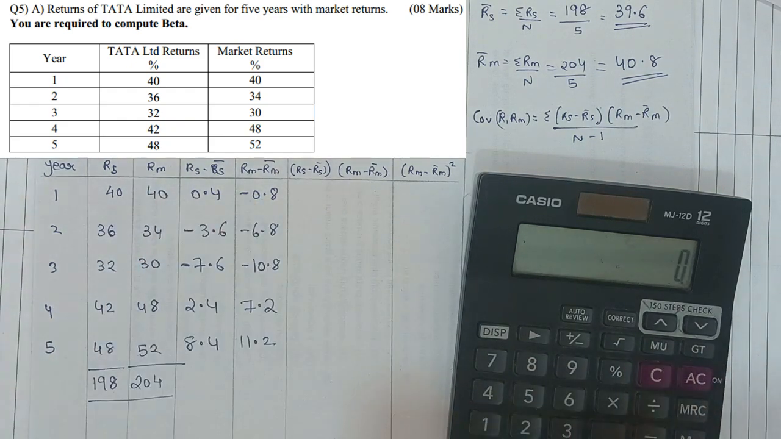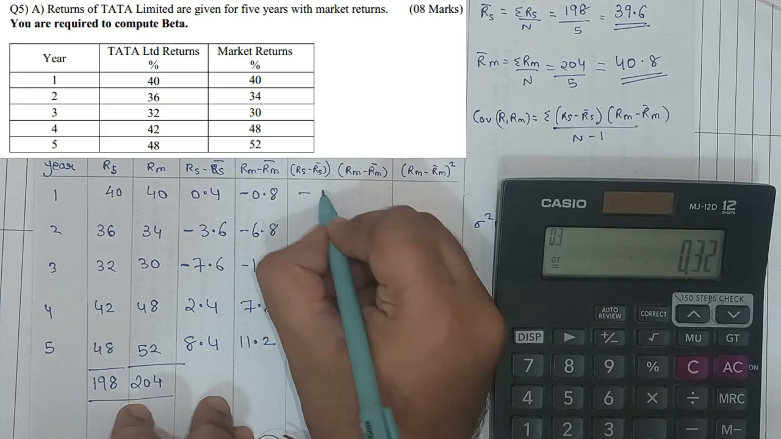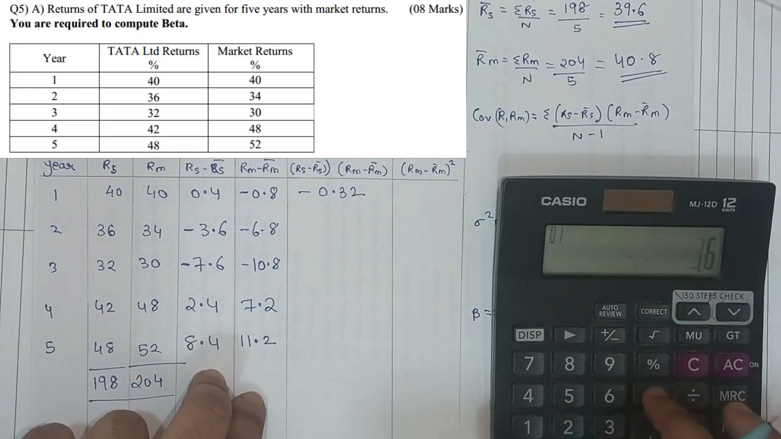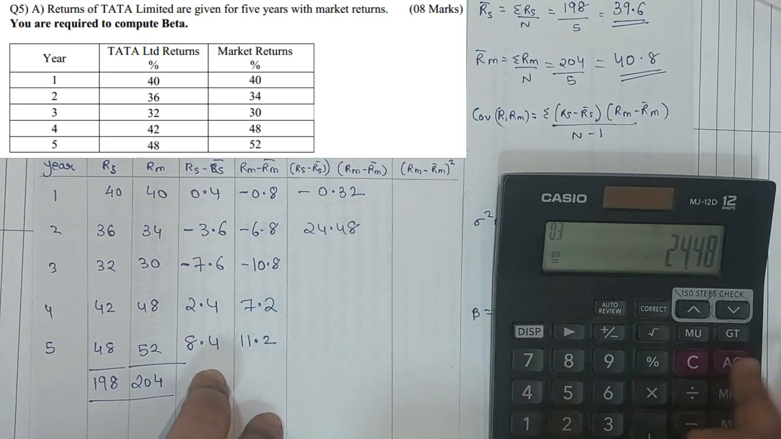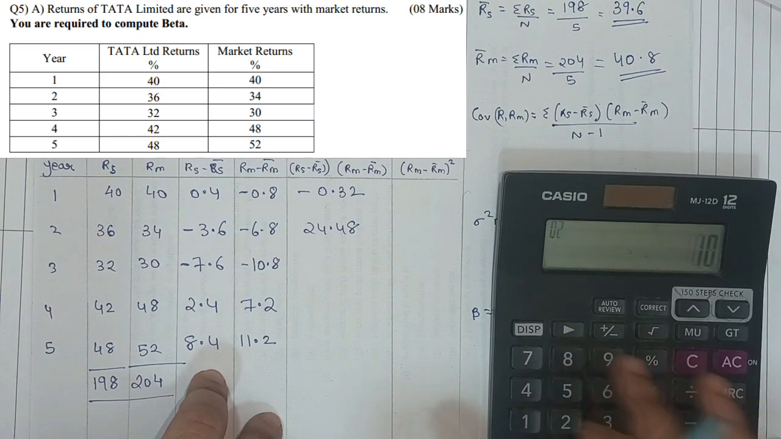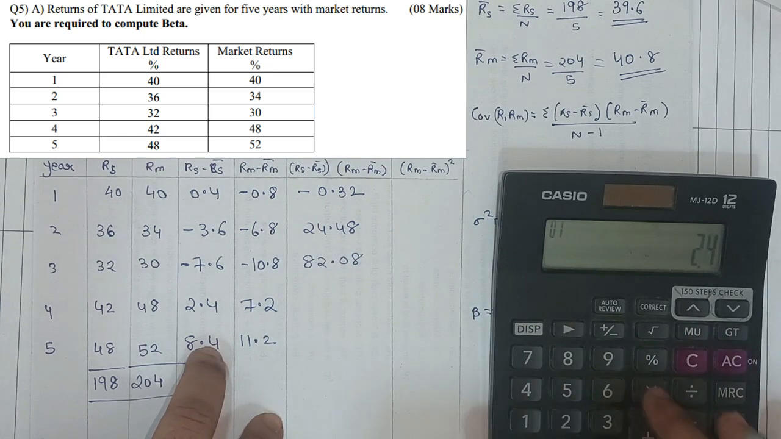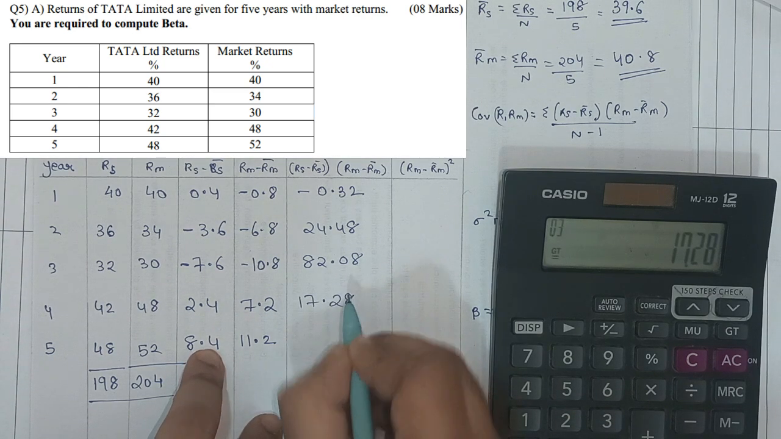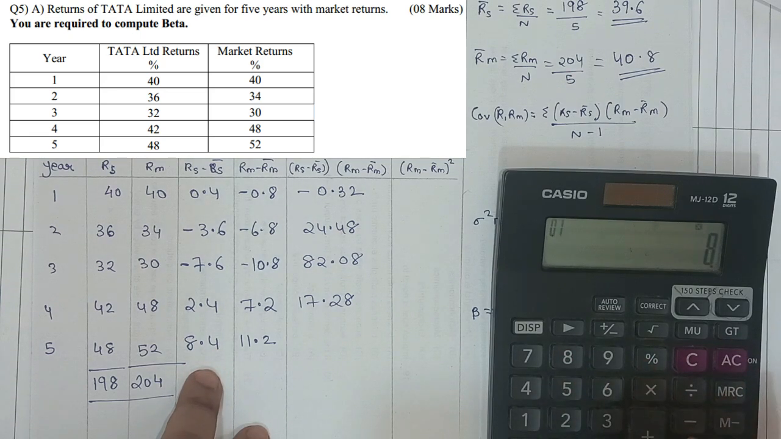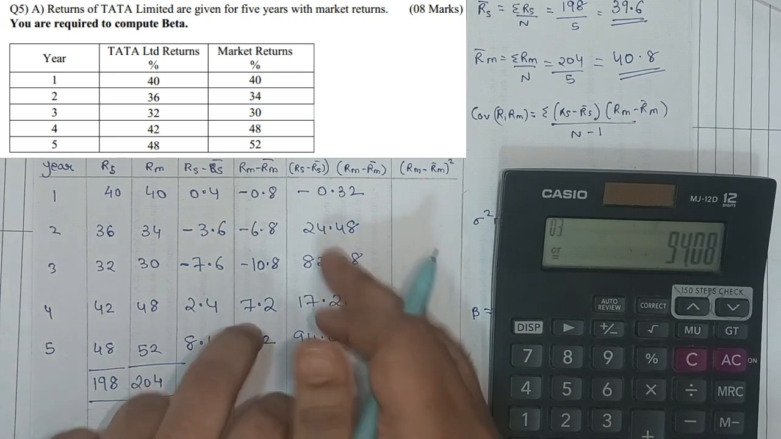Now the multiplication of these two: 0.4 into 0.8 is 0.32, but it is negative, so it will become negative 0.32. 3.6 into 6.8 is 24.48; minus and minus will become plus, so it is positive. 7.6 into 10.8 will become positive 82.08. 2.4 into 7.2 is 17.28. 8.4 into 11.2 is 94.08. Okay, big numbers.